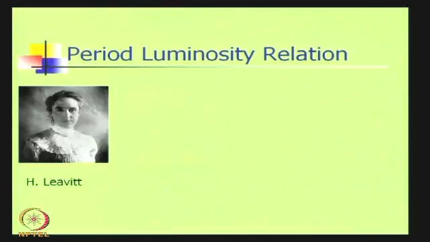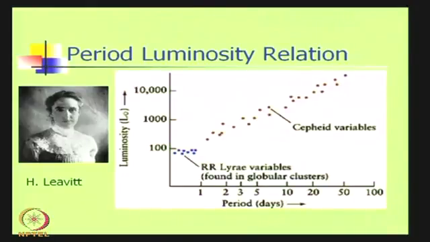Now the crucial step in this was made by a lady astronomer, Henrietta Leavitt, and she discovered that there is a relation between the period and the luminosity of these Cepheid variable stars. That is the crucial step.